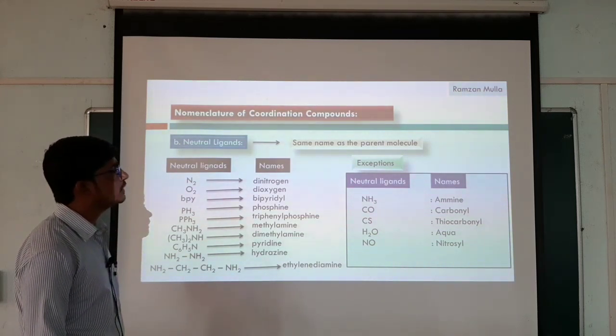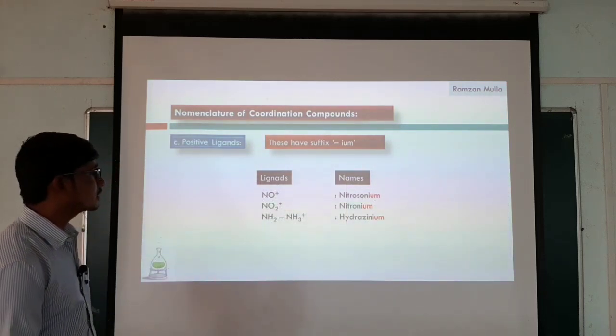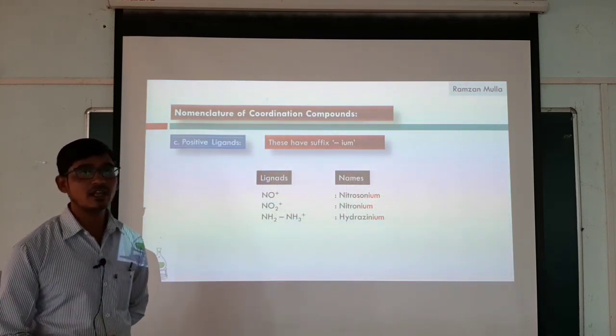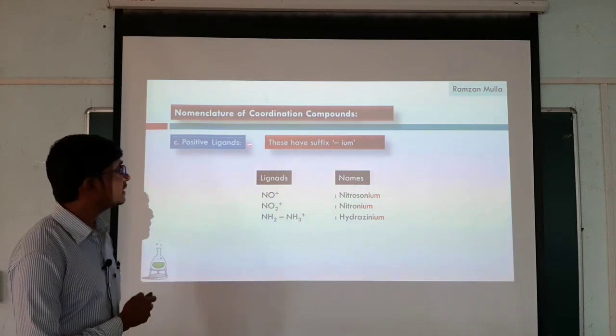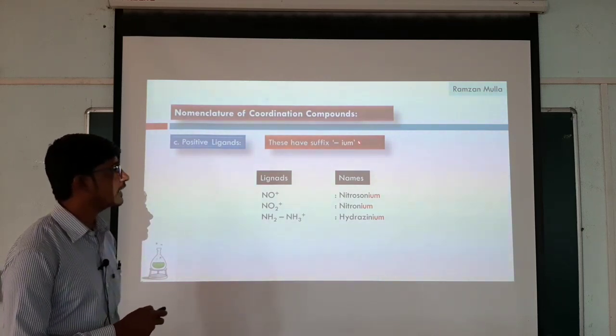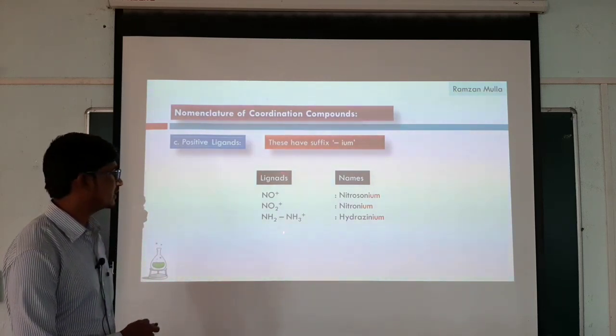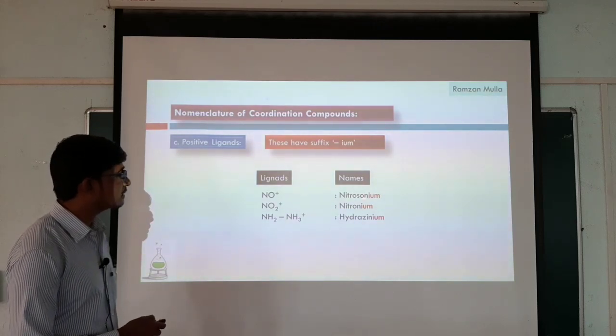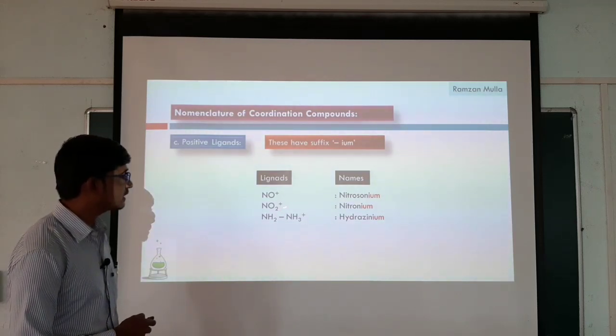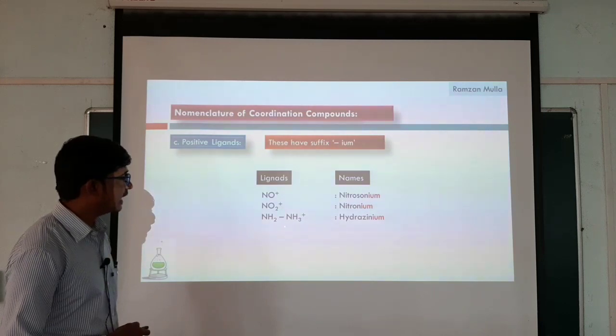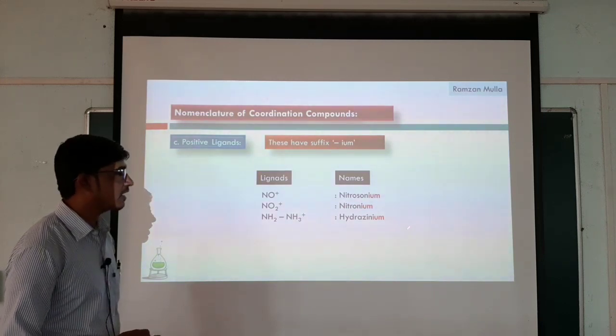Next we will move on to the positive ligands. Positive ligands are those which have a positive charge on them, and these ligands have the suffix IUM. Here we have certain examples. NO+ is called nitrosonium, NO2+ is called nitronium, and NH2NH3+ is called hydrazinium.